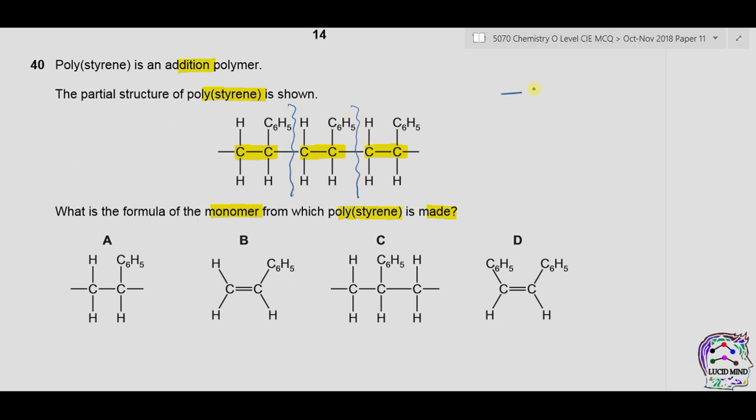We can draw the repeat unit. We have two carbon atoms. The first one is having 2 hydrogens, the second one is having C6H5 along with hydrogen. Now this repeat unit can be converted into the monomer if we convert these side bonds into a double covalent bond. So this will be the monomer of this polymer.